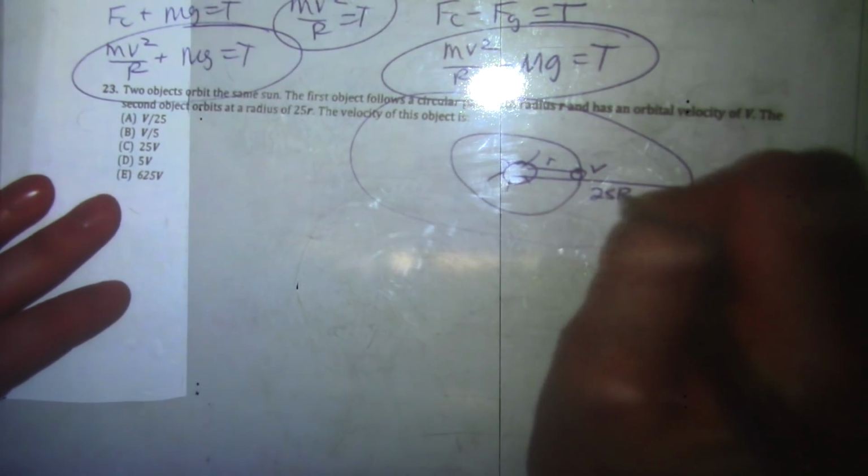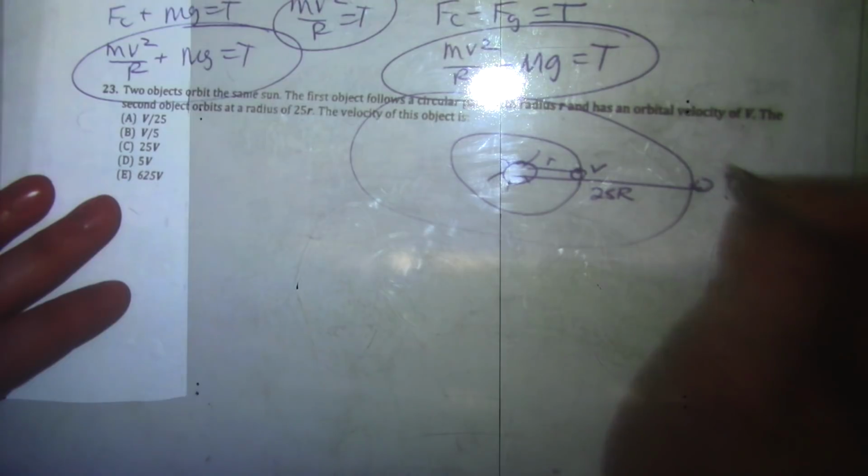Alright, two objects orbit the same sun. The first object follows a circular path with radius r and has a velocity v. The second object orbits at a radius of 25 r. So this is my sun, star, whatever. This is the first object, and then the second object is way farther out. This one has a radius of r and a velocity v. This guy, obviously not to scale, has 25 times the radius, and I want to know how fast it is going.